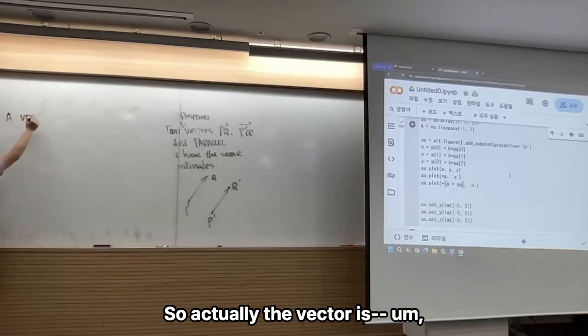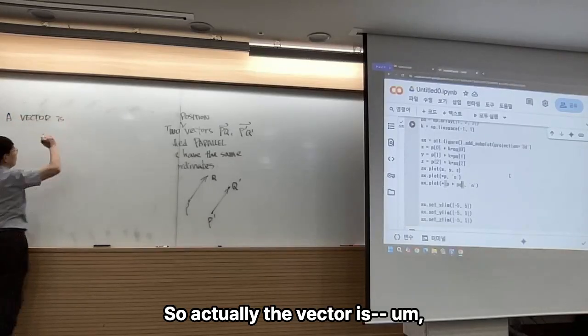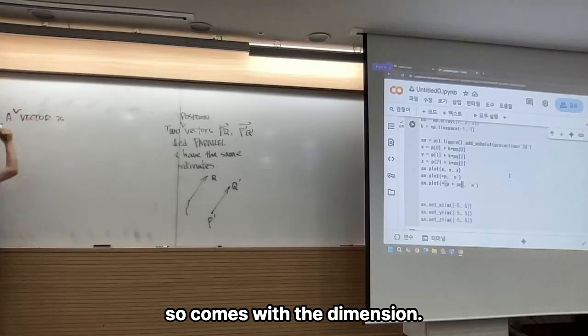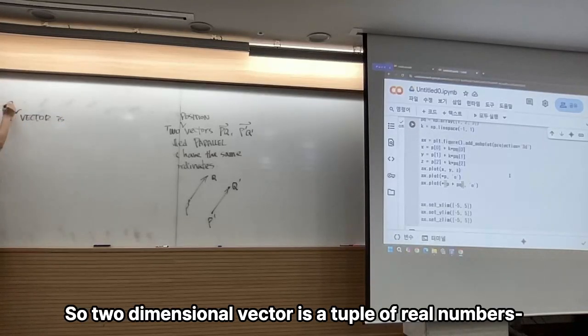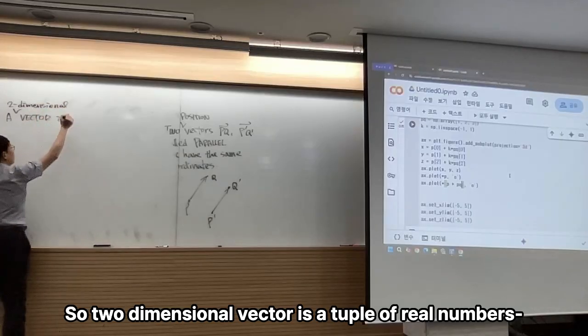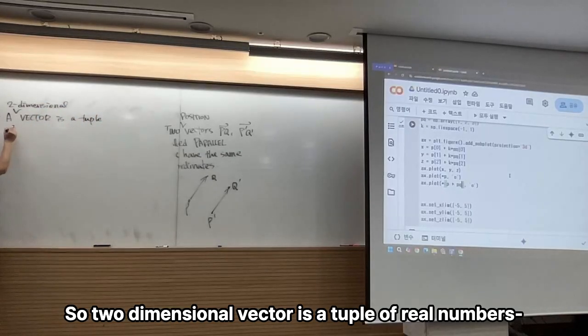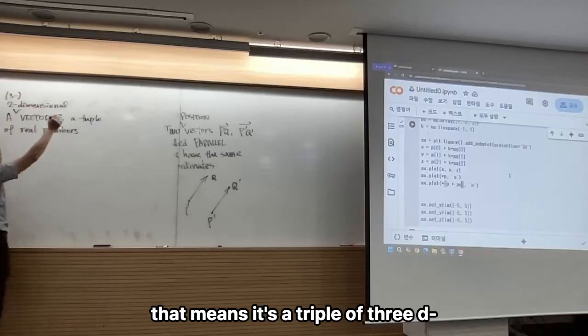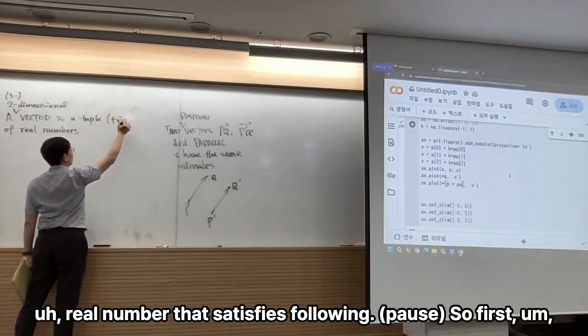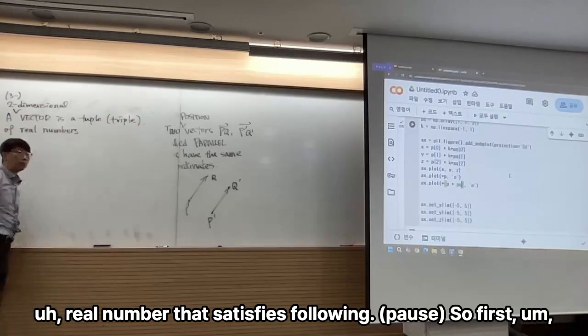So actually, the vector comes with a dimension. So a two-dimensional vector is a tuple of real numbers. And if you have a three-dimensional vector, that means it's a triple of real numbers that satisfies the following.